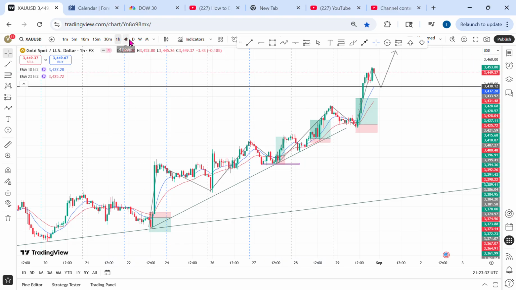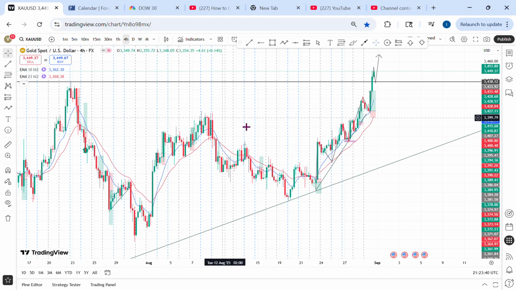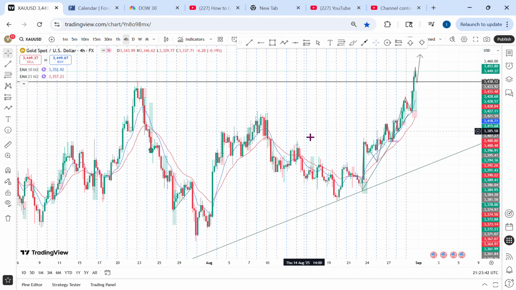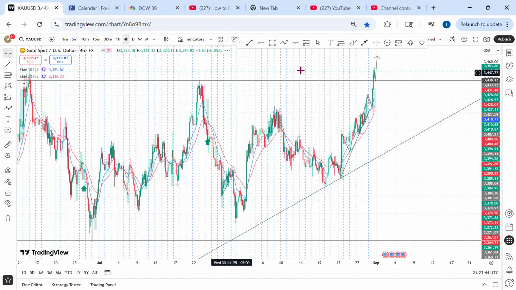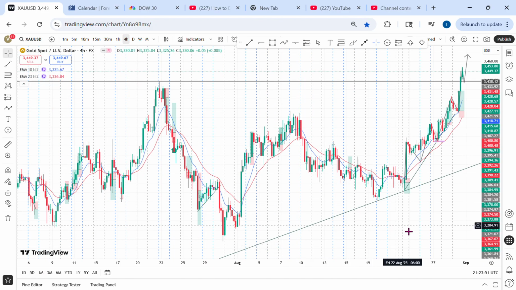If you go to the 4-hour, you will see exactly that market has already taken out the resistance zone. Then let's wait for a retest, then we join the buy on gold. This is my analysis on gold.